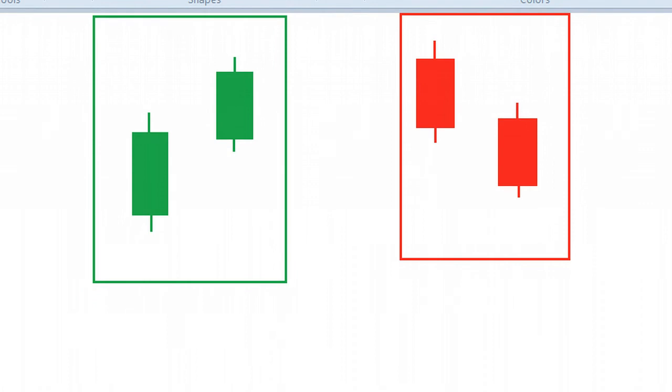I've just made some shapes in MS Paint here. On the left, what I'm talking about is a double positive candlestick pattern, which is the sign of bullishness or a positive trend channel, wherein you can see that this is the low price of yesterday's candle, and this is today's low price, and you can see that the low price has gone up, the open price has gone up, the closing price has gone up, and the high price has also gone up.